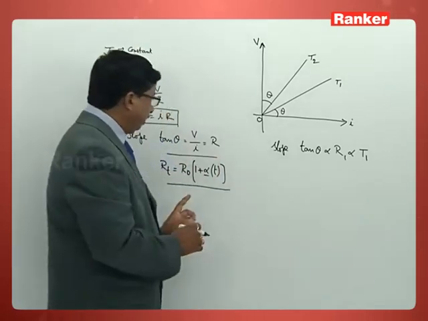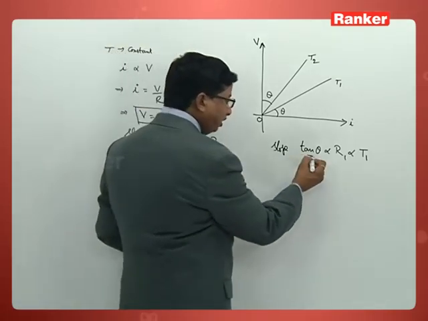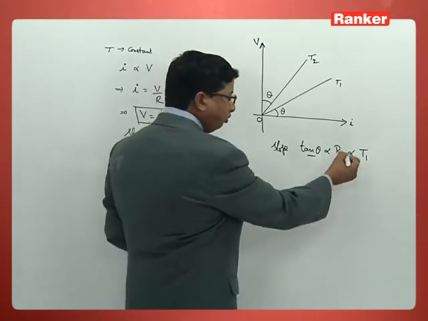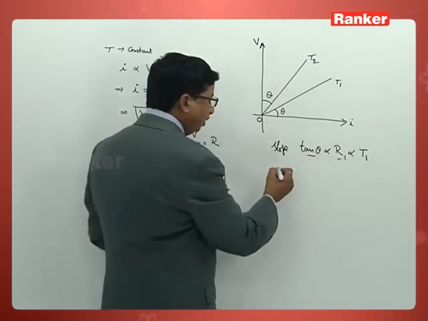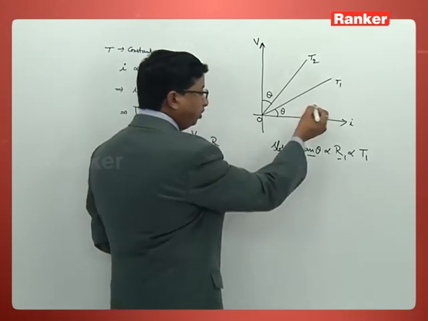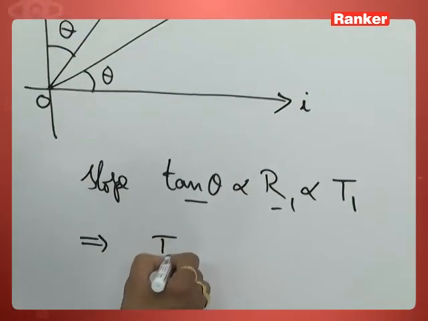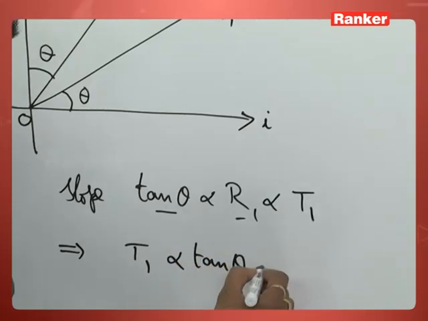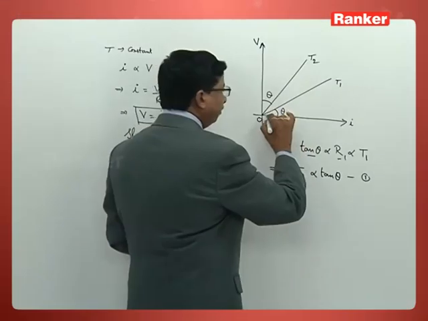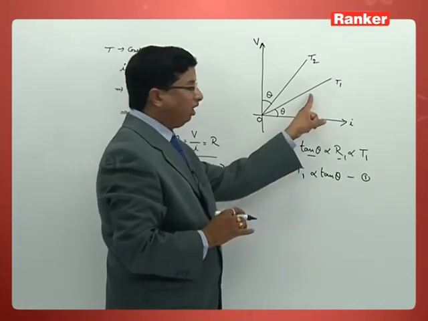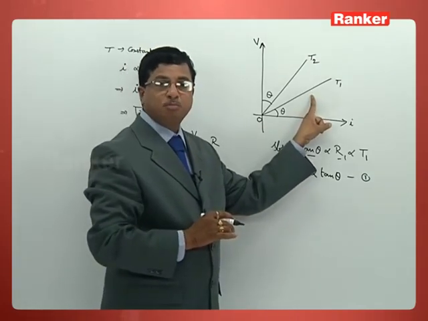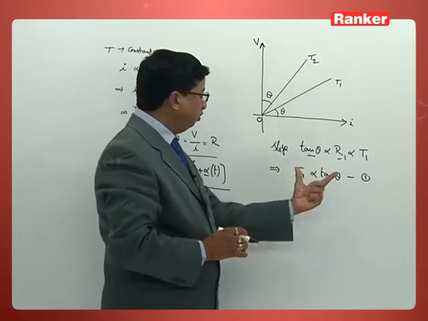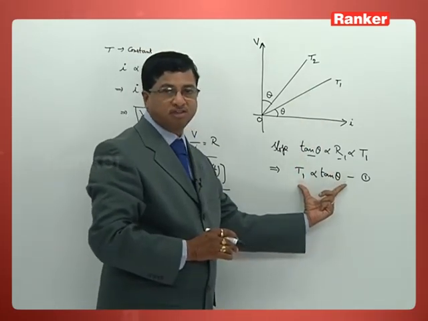So this slope is tan theta, which is proportional to R1 and which is proportional to T1. So I can write directly from this point, T1 is proportional to tan theta. That is according to the first graph we are observing here, at the temperature say T1 Kelvin. I hope you might have followed the first step here.